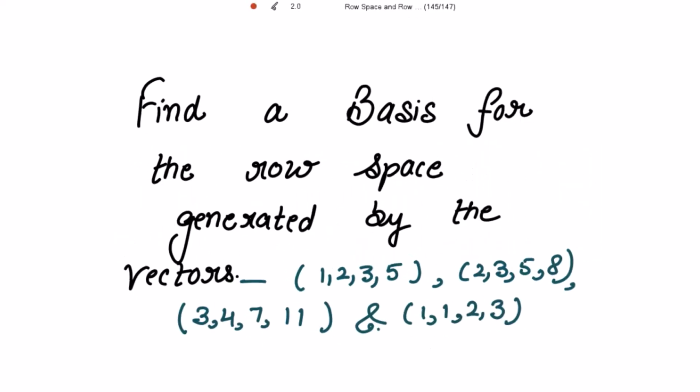So we need to find a basis for the row space generated by the vectors 1, 2, 3, 5, then 2, 3, 5, 8, and then 3, 4, 7, 11, and 1, 1, 2, 3. So we just write these vectors in matrix form and then change the matrix to row echelon form, right? And from there we get the basis for the row space of A.